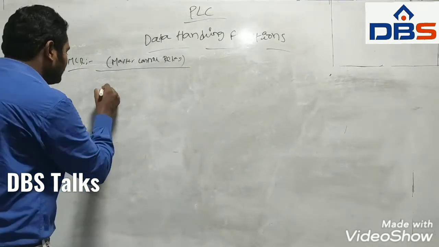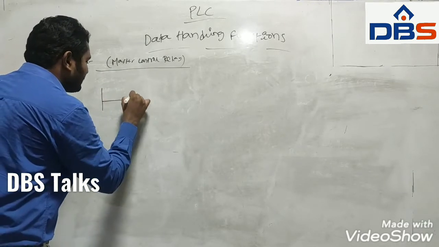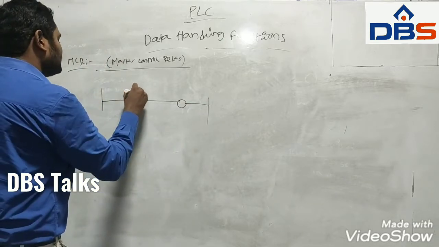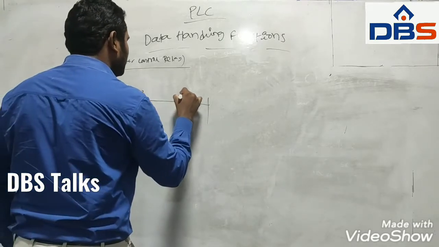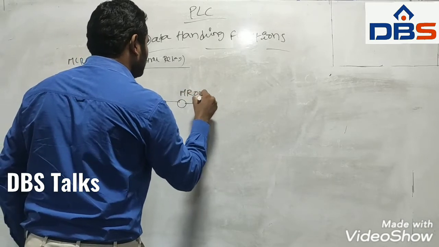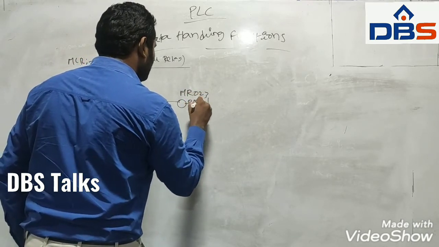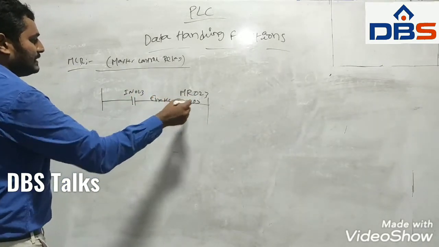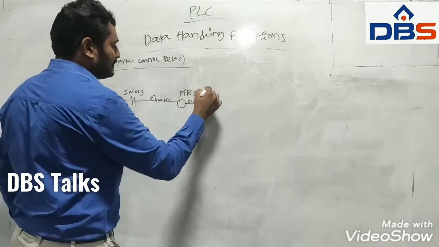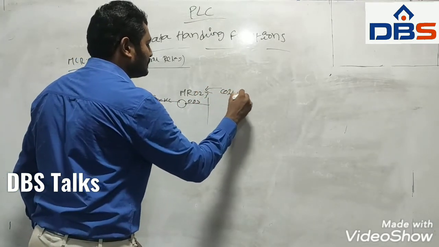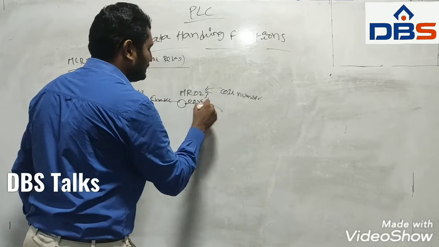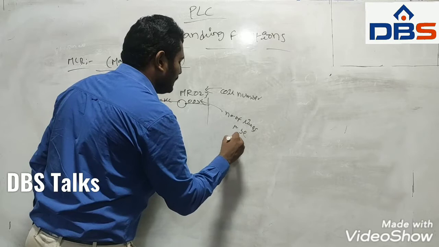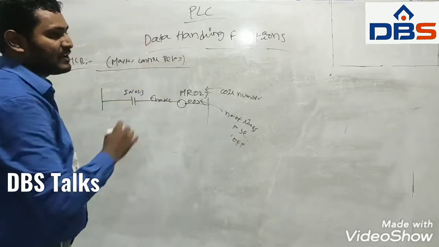For the illustration of MCR, I am taking one example. This one is IN023, and here I am taking MR023. This is the enable line. Through the enable line it activates this one. This is the coil number, and this is the number of lines to be off in the MCR function.